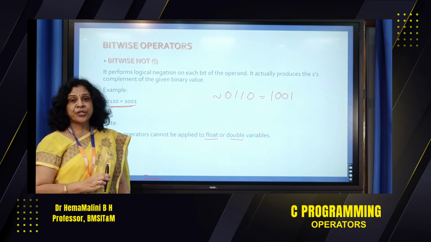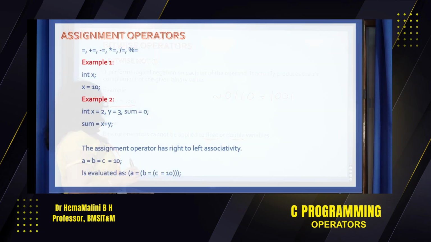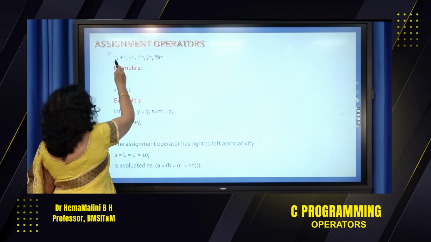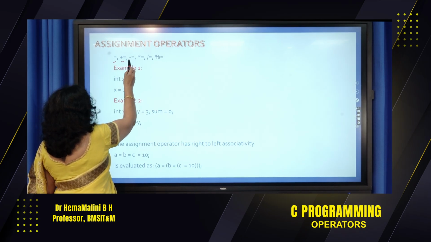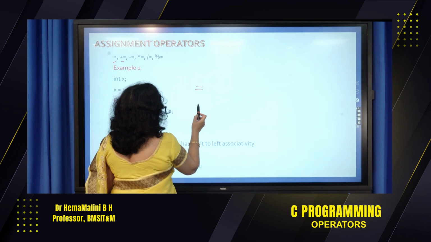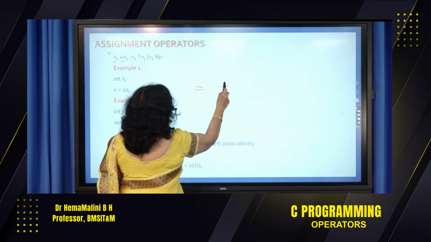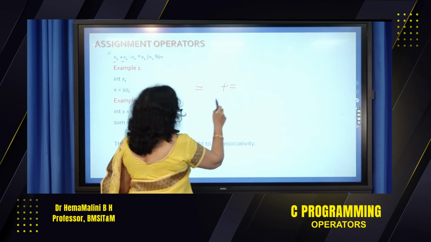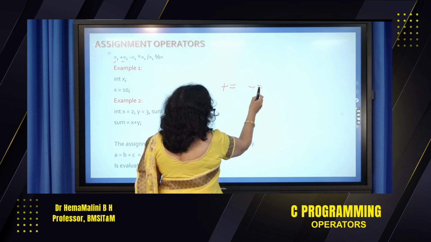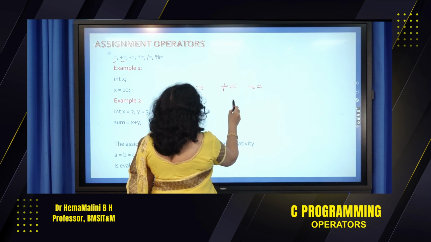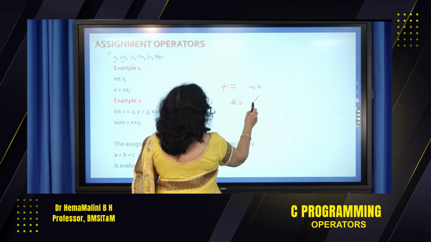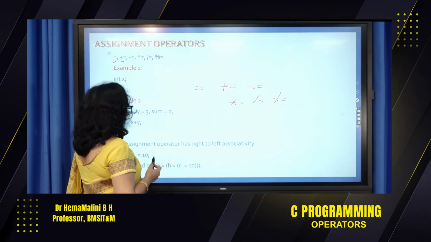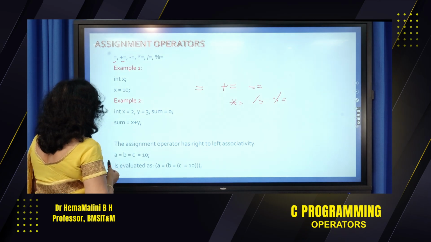This is one precaution which we have to take. Then we have assignment operators. So we have equals, plus equals. When we write this, there is no gap between the plus and equals. Same way, minus equals, there is no gap between these two. Then star equals, slash equals, modulo equals. So all these are the assignment operators.